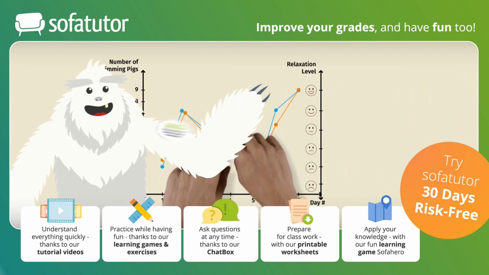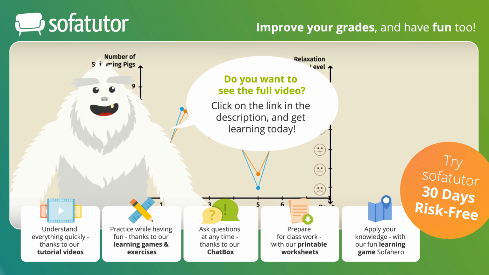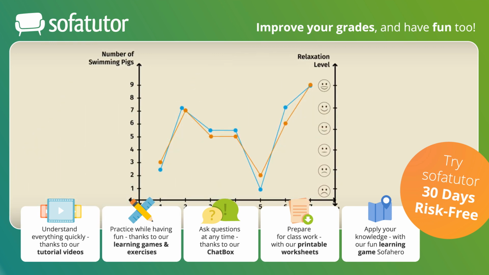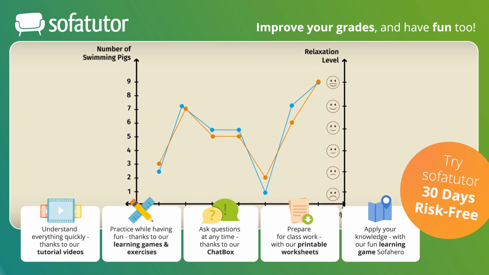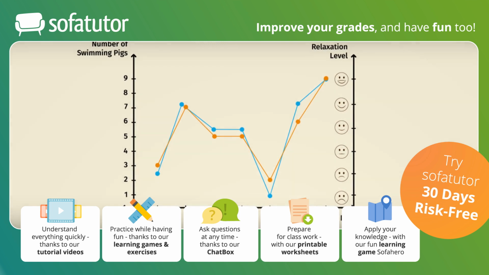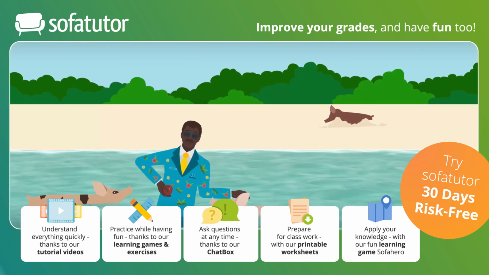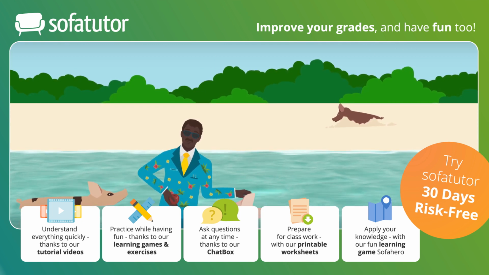Is there a relation between the number of pigs in the water and Frank's relaxation level? Although we told him that just because the graphs look the same, there's not necessarily a relation. That would be ridiculous. But Frank isn't convinced. He lives for statistics, so he really believes the pigs are helping him relax.